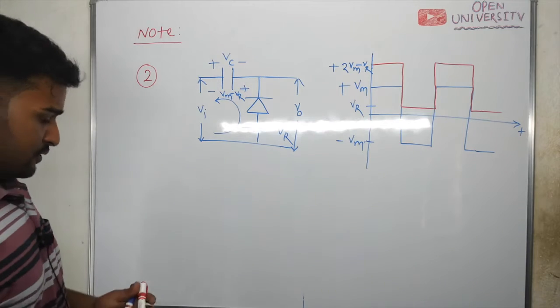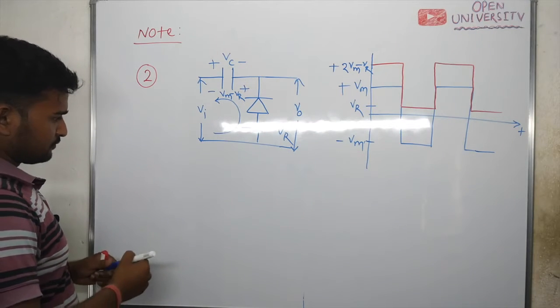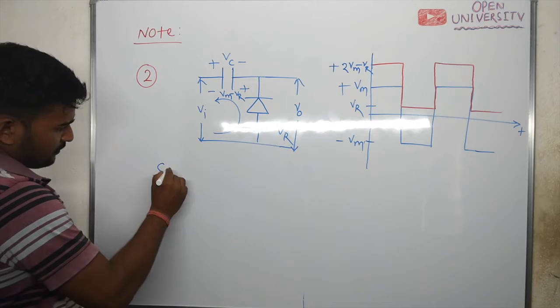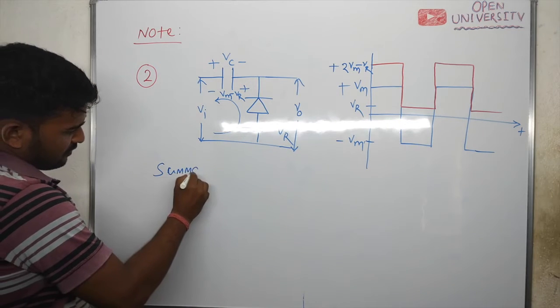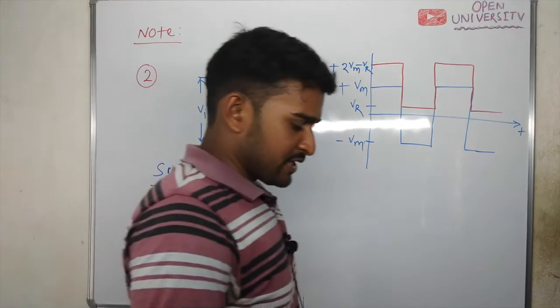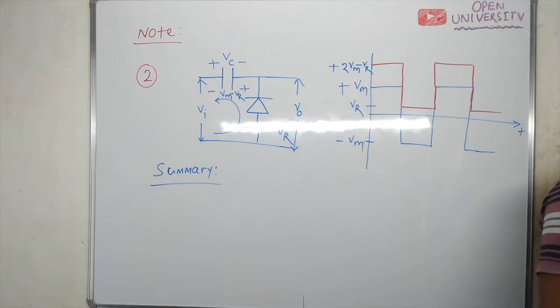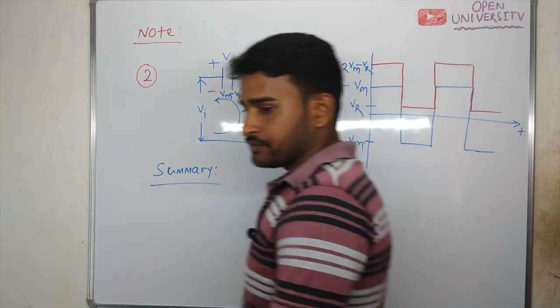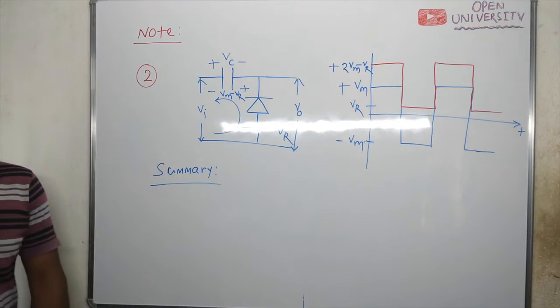Write down one summary. Positive clamper clamps negative peak of output to reference voltage VR.